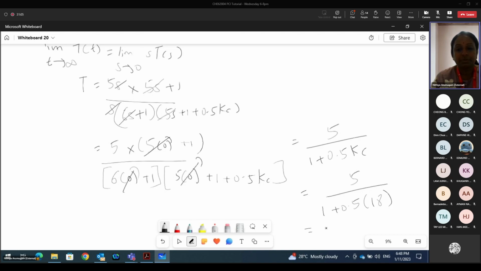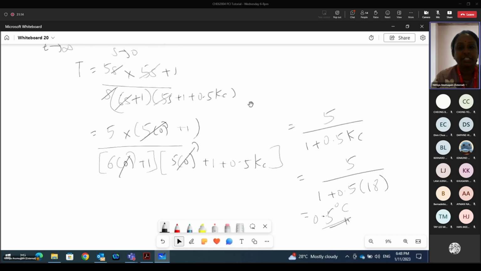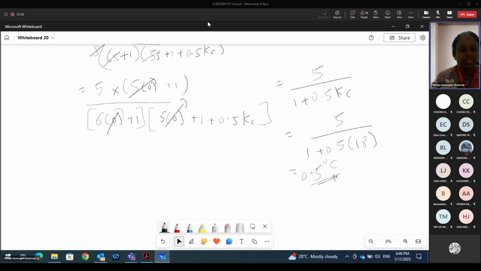The Kc from the earlier question we already calculated as 18. When you substitute, you will be getting 0.5 degrees Celsius of the deviation in temperature. So that is to answer the offset.